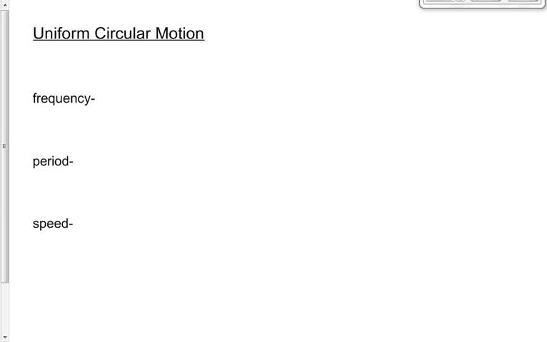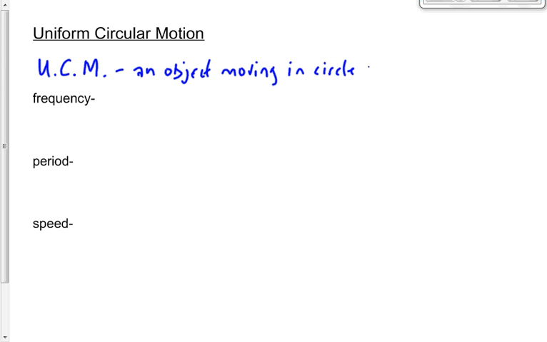Today we're going to start talking about circular motion, objects moving in a circle, specifically uniform circular motion. Uniform circular motion, or sometimes we call it UCM, is circular motion, and I think that's pretty self-evident what that means. It's circular motion, an object moving in a circle with a constant speed.